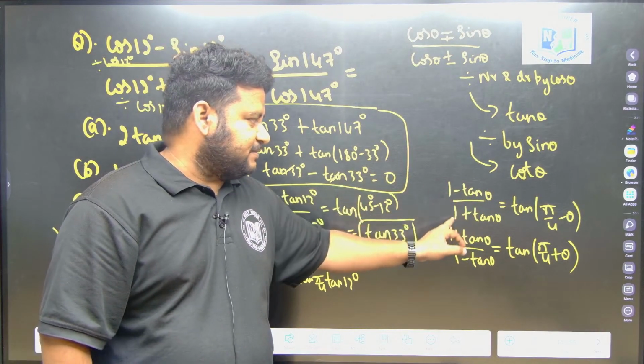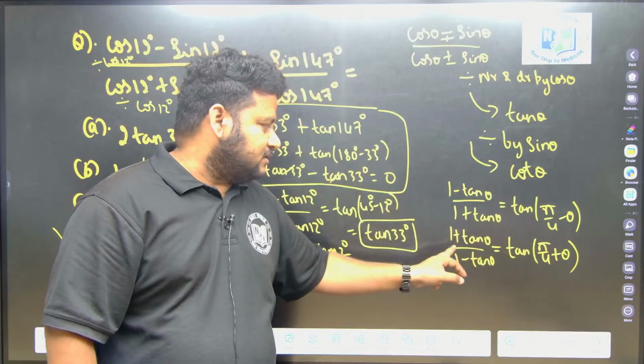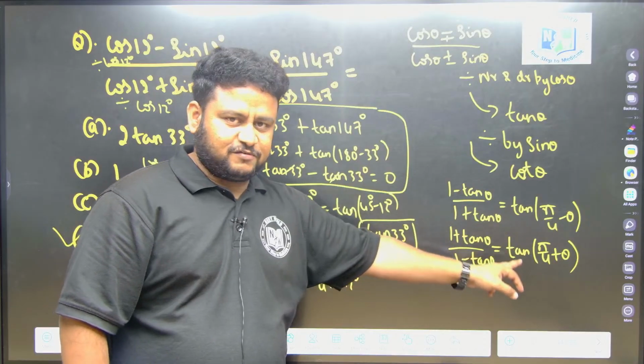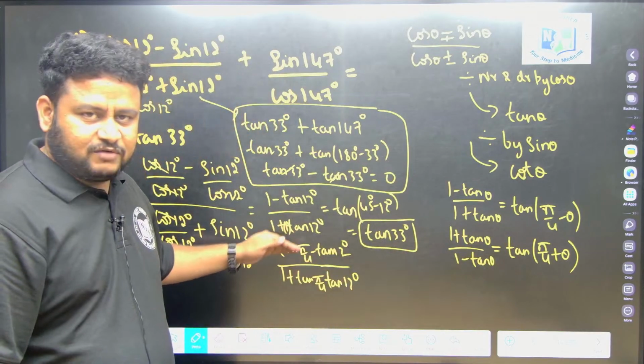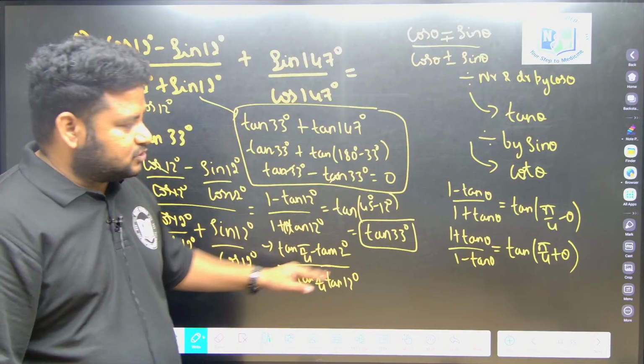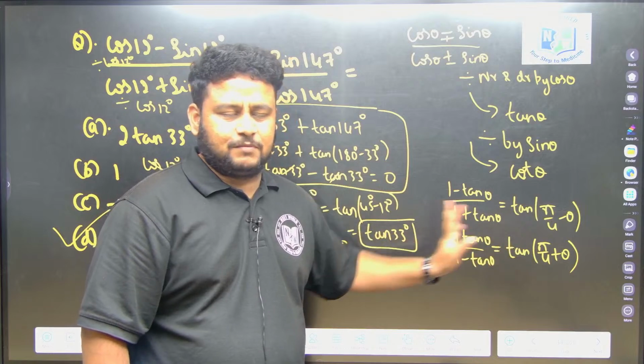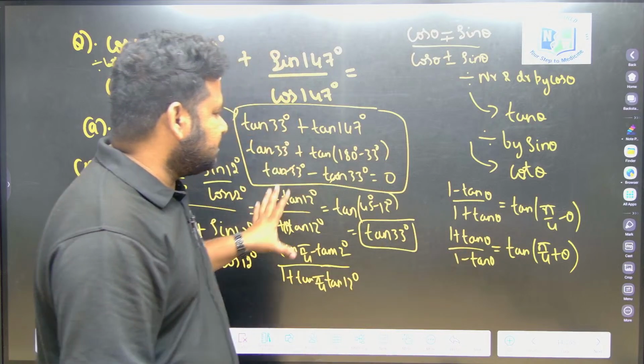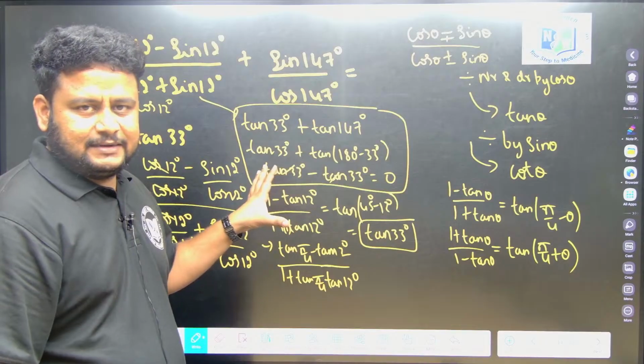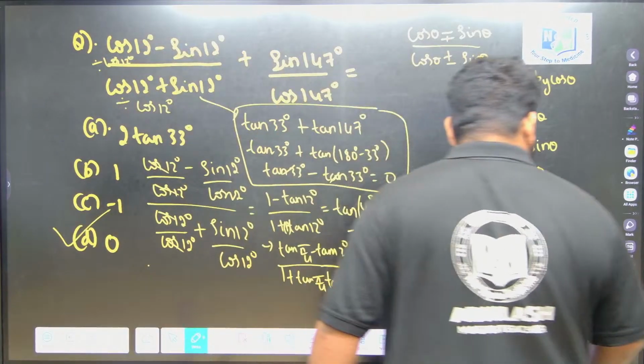If it is 1 minus tan by 1 plus tan, it is tan of pi by 4 minus theta; 1 plus tan by 1 minus tan is tan of pi by 4 plus theta. Why have I illustrated this? Because this is of the tan of a minus b formula, and this is of the tan of a plus b formula, that is all. Clear? These are the important things you have to keep in your mind. Let us go to the next question.